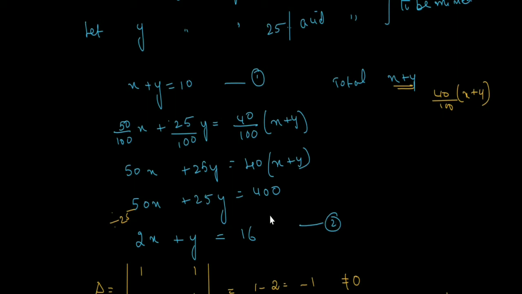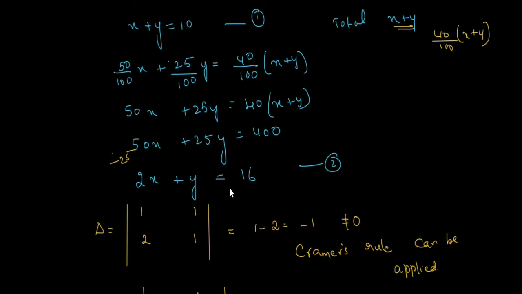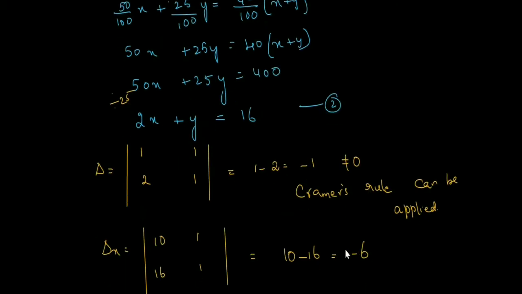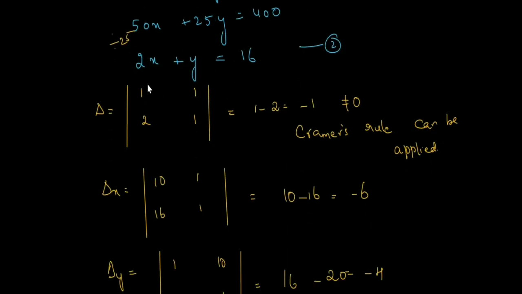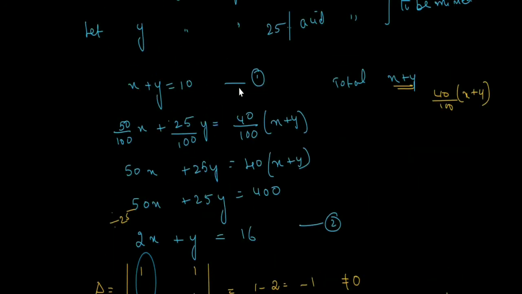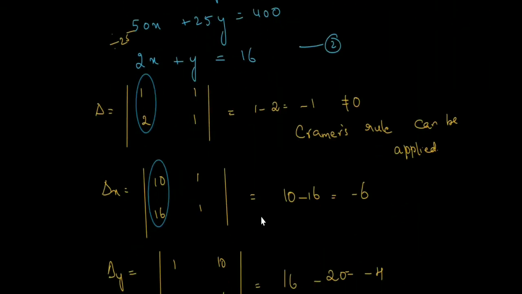We are going to use Cramer's rule to solve. So delta is equal to, the first equation is 1, 1, second 2, 1. So 1 minus 2 is minus 1, not equal to 0. Cramer's rule can be applied. Now for delta x, the first column should be replaced by the constants on the right-hand side. The constants are 10 for the first equation and 16 for the second equation.